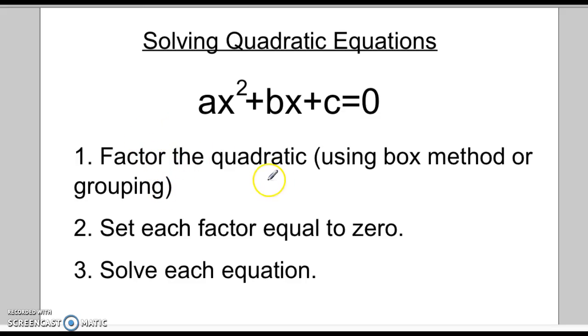You're going to factor the quadratic using the box method or grouping, whichever you prefer. Then, this is what will be different. You'll set each factor equal to 0, and then you're going to solve each equation. So you're typically going to have 2 answers for this standard for every problem.